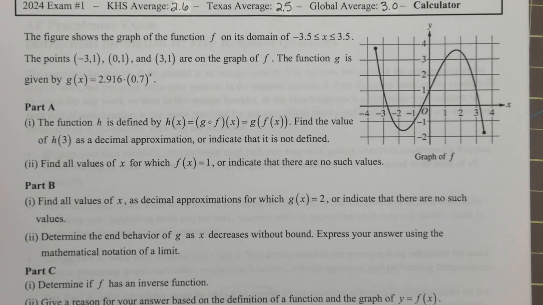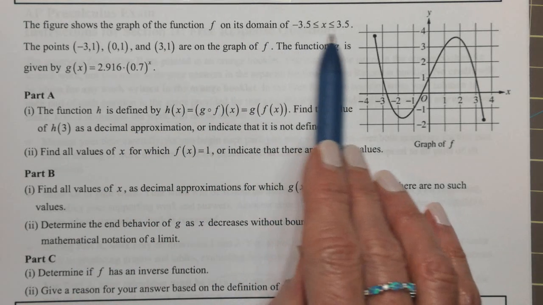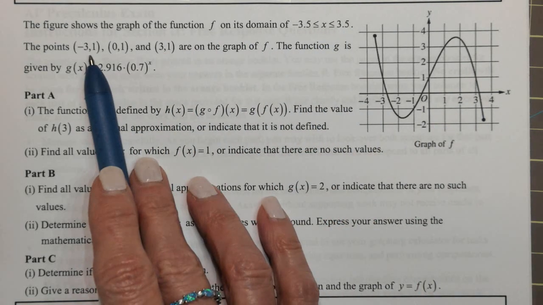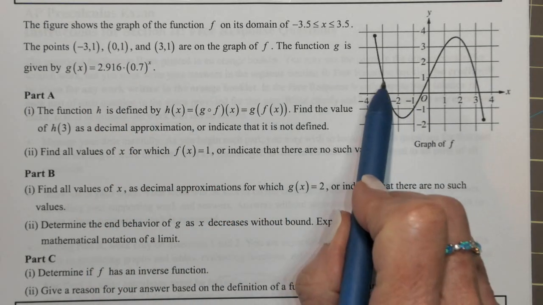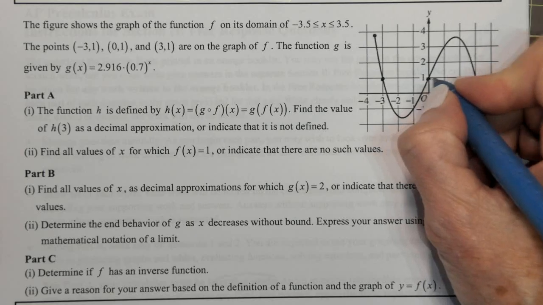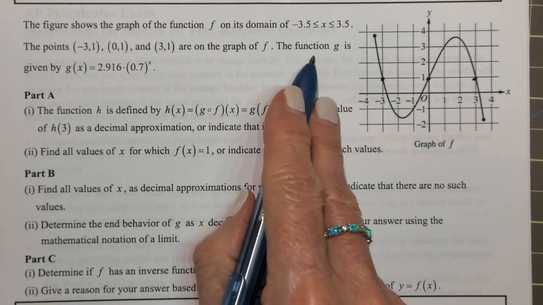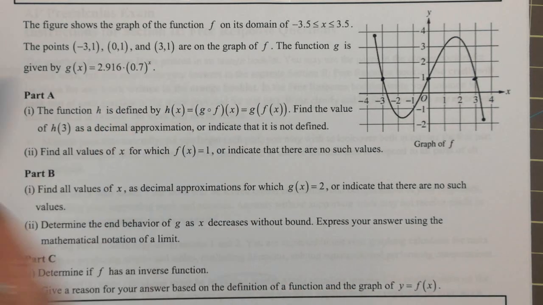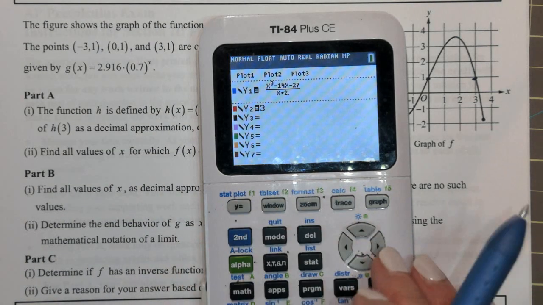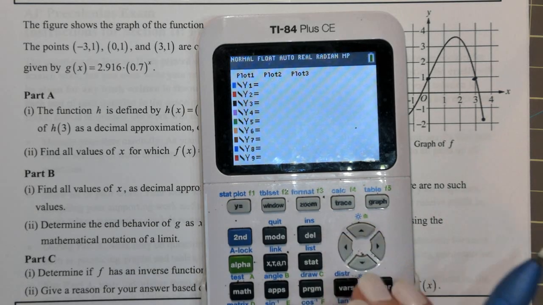All right. The figure shows the graph of f on this domain. The points (-3, 1), (0, 1), and (3, 1) are on the graph of f. The function g is given by this. Okay, so in my calculator, I'm going to go put g in. So I'll clear this out, clear that, clear, clear, clear.